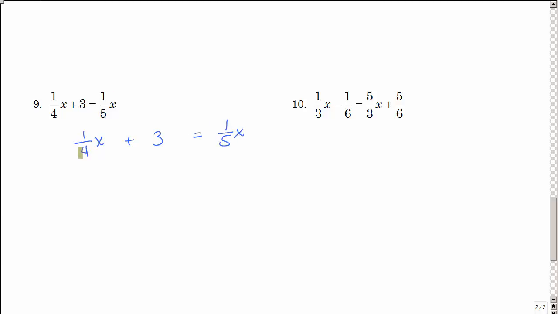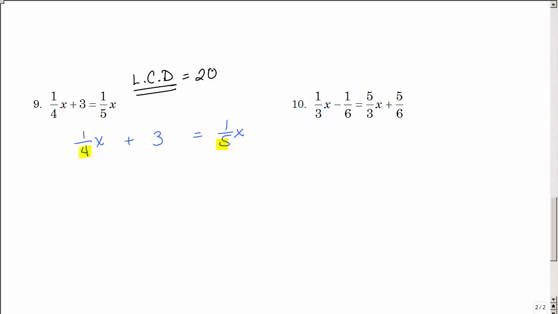And I want you to look at the denominators and find a least common denominator. Remember that? What's the smallest number that 4 and 5 divide into? And if you're not sure, at the very least, you could just multiply those numbers together. That would give you a common denominator. So in this case, they're the same, 20.